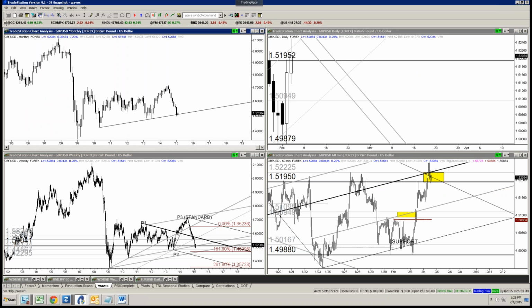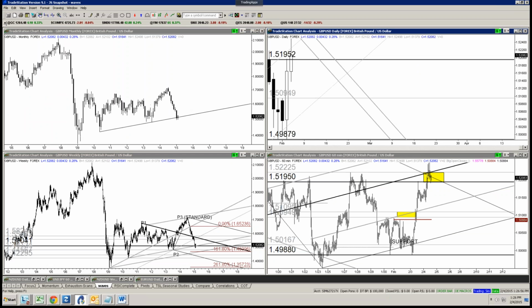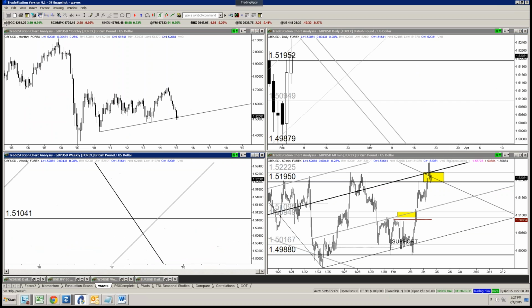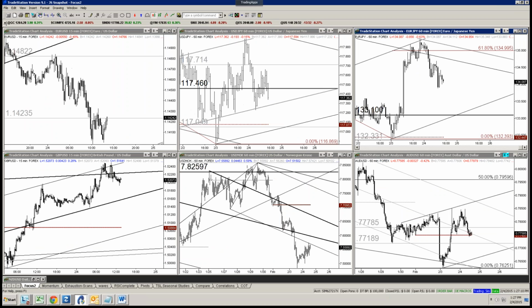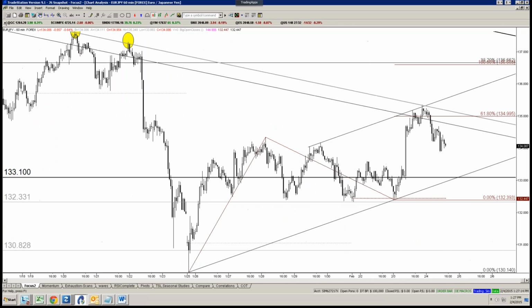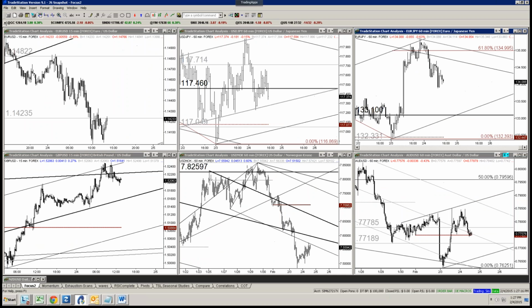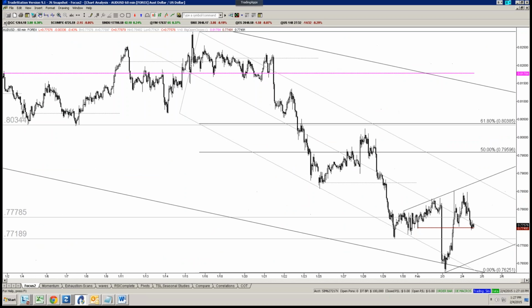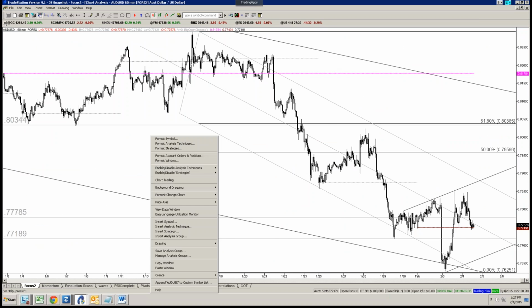Euro yen we talked about, pound dollar we talked about, dollar yen we talked about. With Aussie dollar, remember when we looked at the thing here with Euro yen about the slope? This is just something to watch for in the Australian dollar.